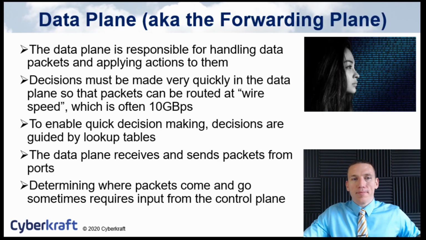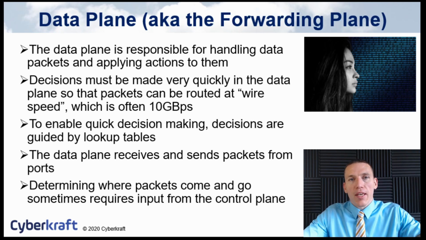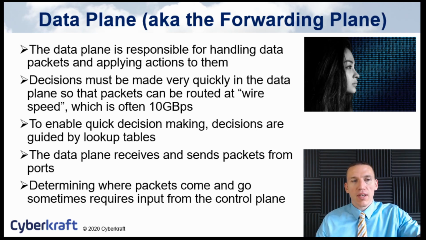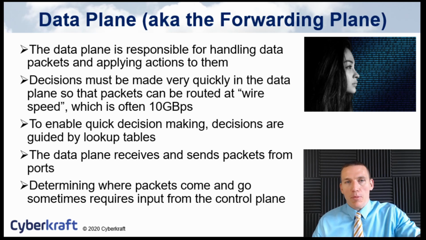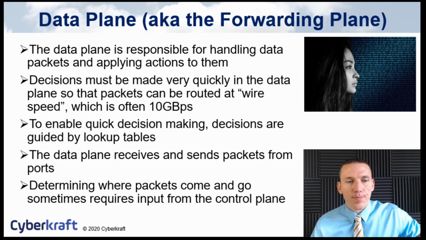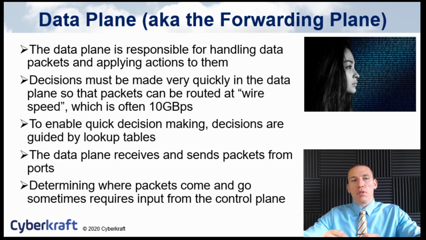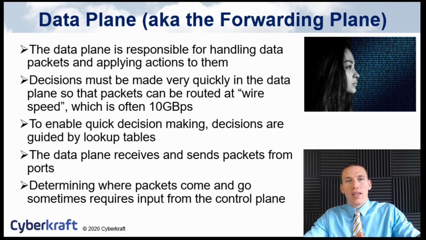The data plane, also known as the forwarding plane, is where wire speed decisions are made. So these decisions are very quick, made up to 10 gigabytes per second in between decisions. This is where individual packets are sent and received. And to enable this quick decision making, lookup tables are used at this level. The data plane is where individual packets are sent and received to and from ports using various protocols.